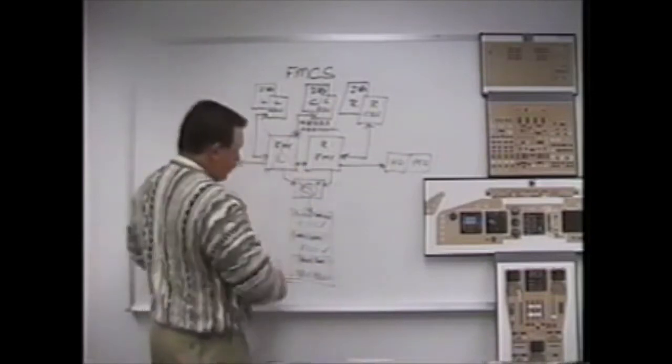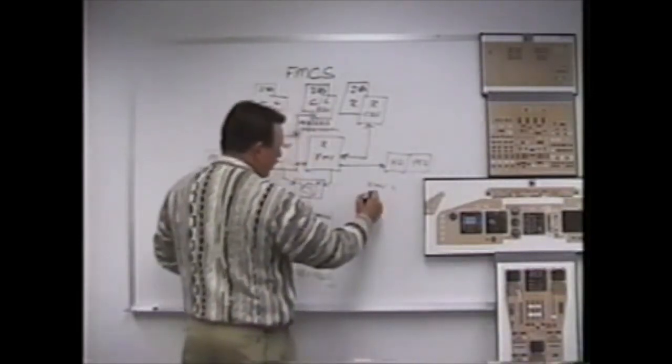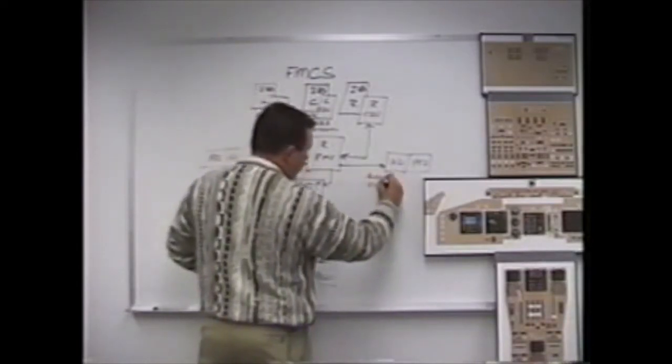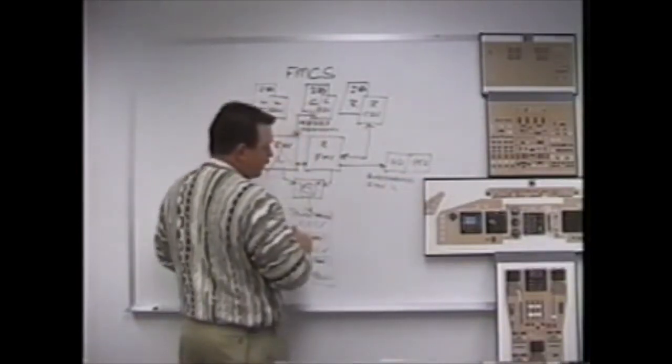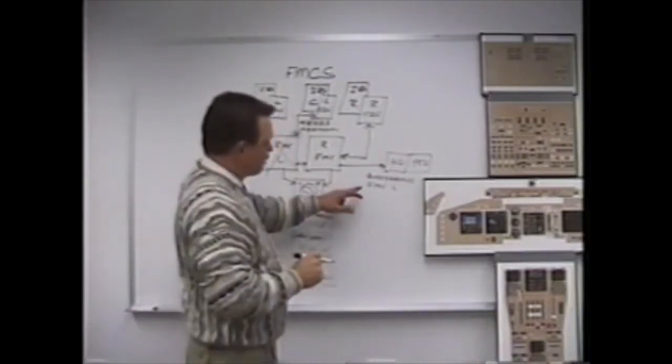In this particular case, we're going to get two ICAS messages. We're going to get auto throttles and FMC left.